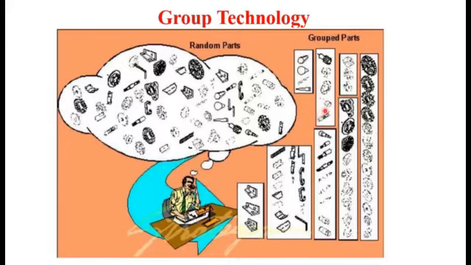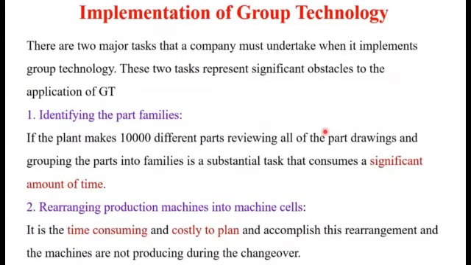This identification time, or the time to find the parts, is reduced, and automatically production efficiency increases because of this grouping of parts, as we can see from this vectorial view. Then, implementation of group technology. There are two major tasks that a company should undertake while implementing group technology.